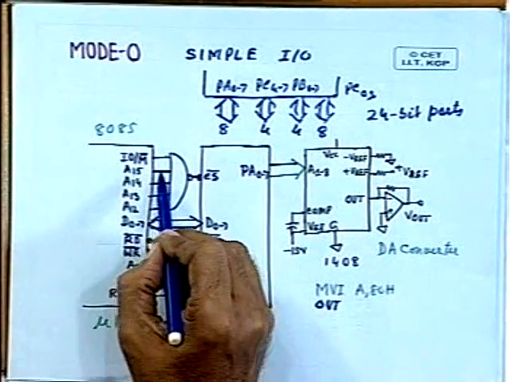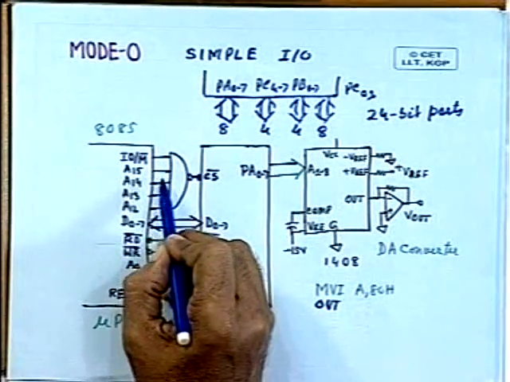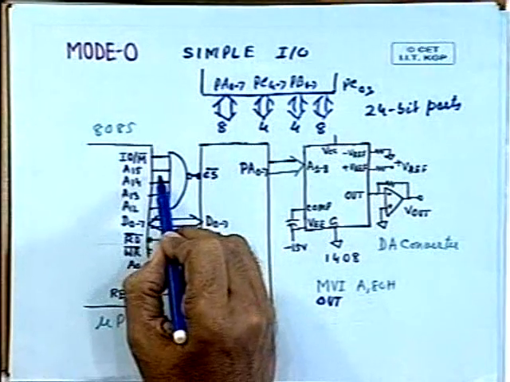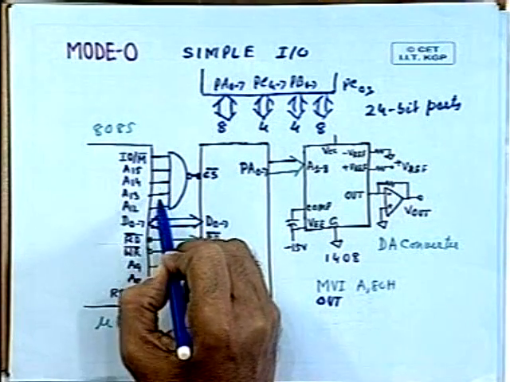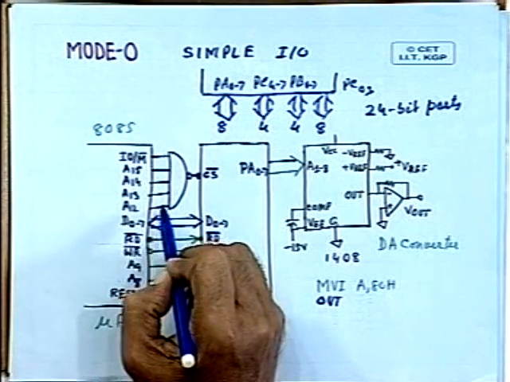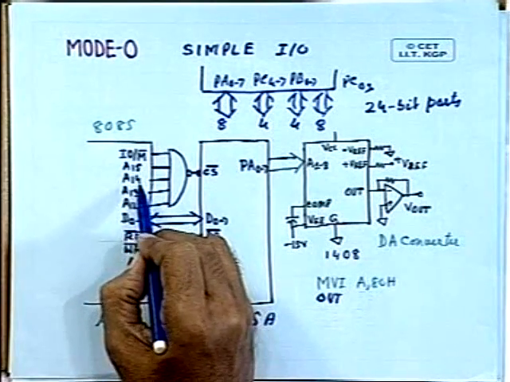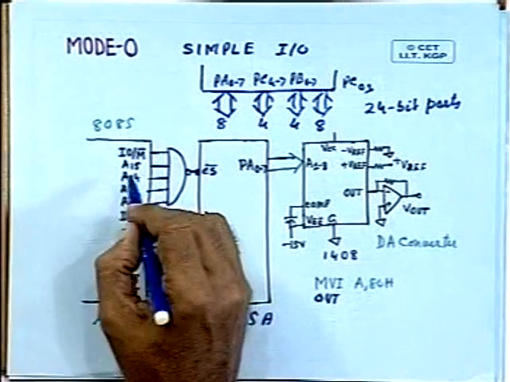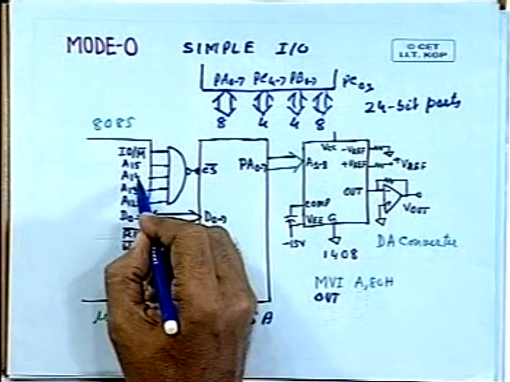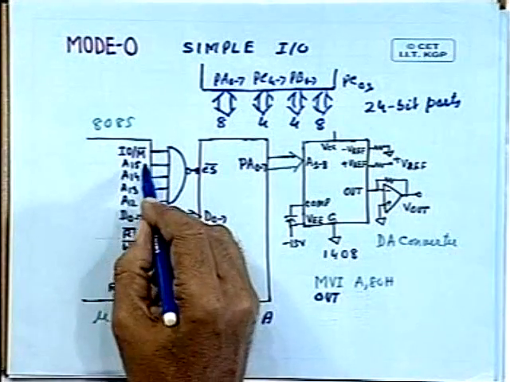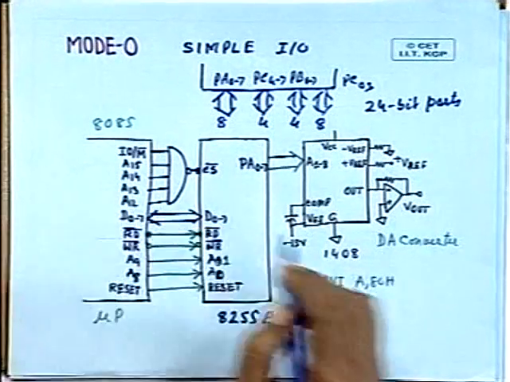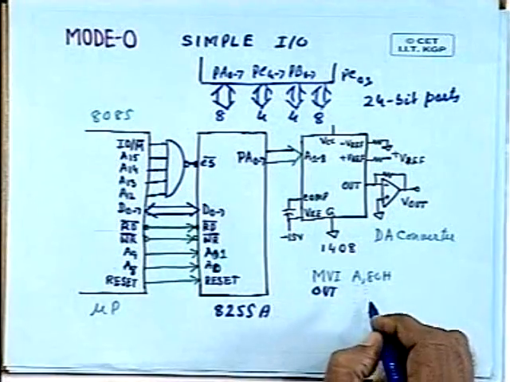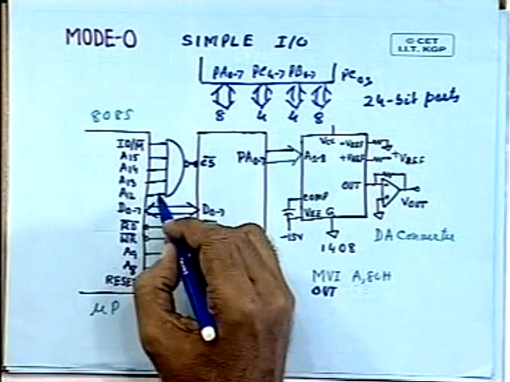As you can see, the way it is connected, it will be selected only when A15, A14, A13, A12, or in other words, A7, A6, A5 and A4, these four lines are all 1, or in other words, it will be selected whenever it is connected to F.